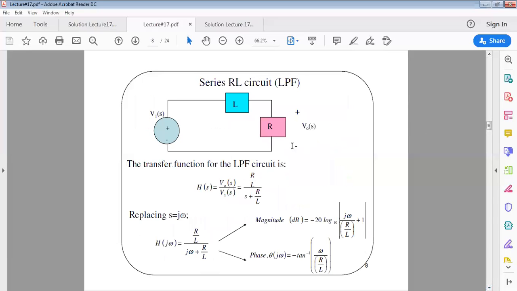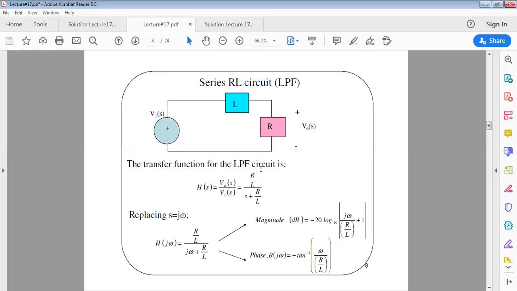Let's have a look at the first type of filter, which is the series RL circuit. Here the output voltage is measured across the resistor. In this case the transfer function will be equal to R over L over S plus R over L. I leave the proving of this transfer function for you to solve.